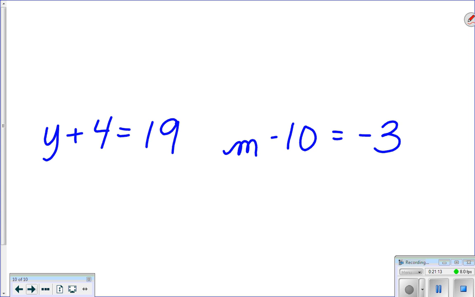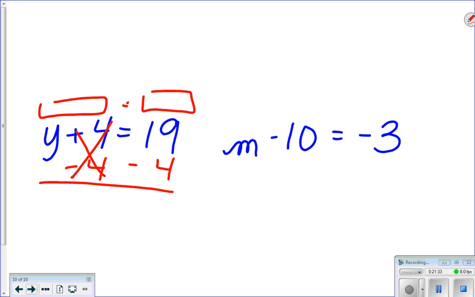All right, somebody I haven't heard from. Let's talk about this first one. M or y plus 4 equals 19. Trevor. Nice job. Yep. Okay, so then nice work. Y should equal 15.